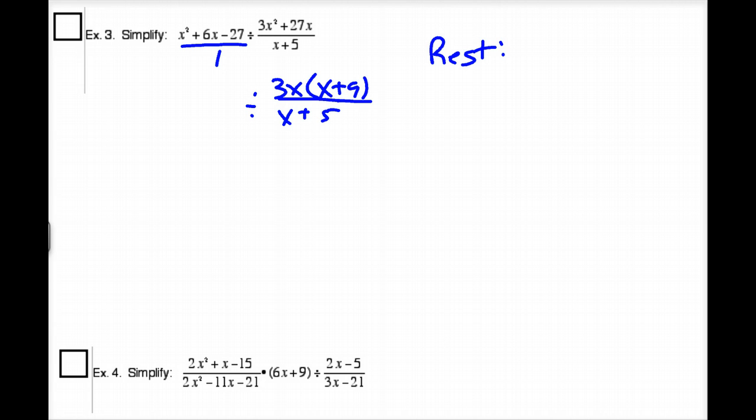On the left, what times what's negative 27 and adds up to 6? Well, positive 9 and negative 3 would get me negative 27 and add up to 6. And so what are my restrictions? Well, right now, x plus 5 is in the denominator, so x can't equal negative 5.